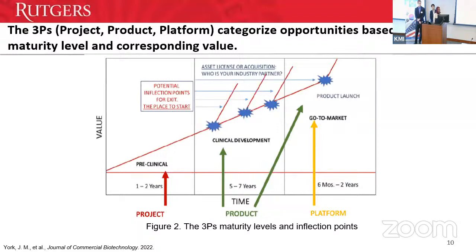And then for the three Ps that fit into the quick screen tool, again, being project, product, and platform, they help categorize all the different opportunities available based on their different maturity levels and corresponding values. So you can see that there's different inflection points on figure 2: project being primarily preclinical, product is a little bit more well thought out and developed with clinical development, and then finally platform ready to go to market.